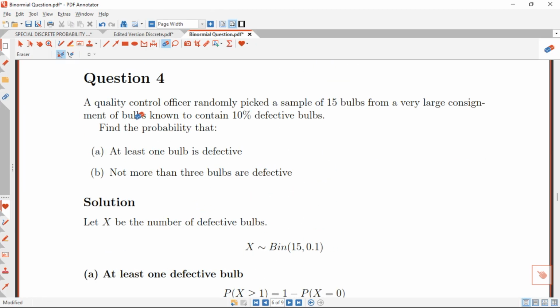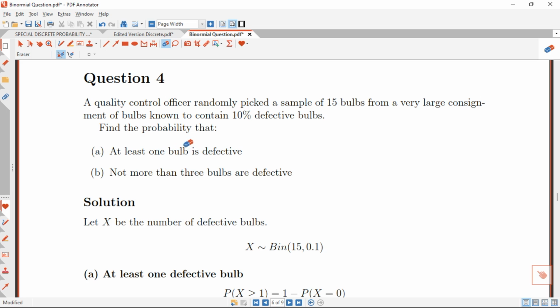So this is question 4. It says a quality control officer randomly picked a sample of 15 bulbs from a very large lot of bulbs known to contain 10% defective bulbs. Find the probability that at least one bulb is defective.